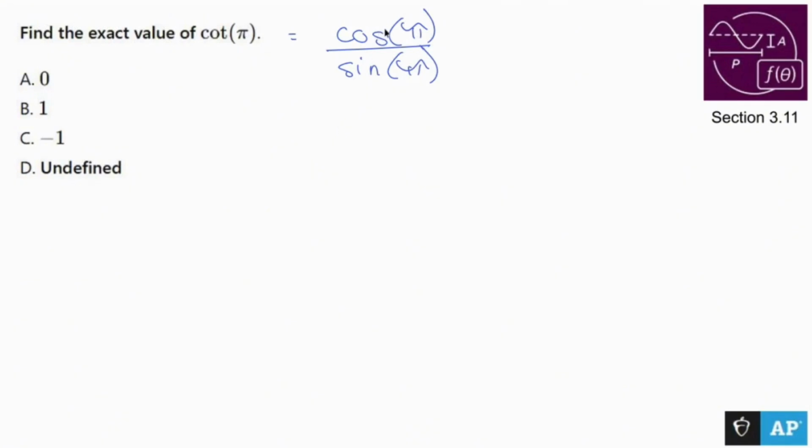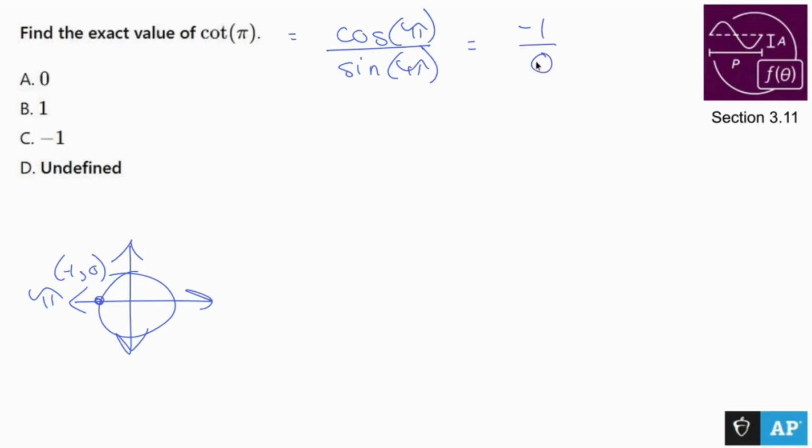Now, cosine pi happens to be the x value. Let's just quickly draw the unit circle so we remind what we're doing. Okay, here's a circle. Pi is all the way over here. We have a dot. That dot is (-1, 0). So cosine pi is the x value associated with that, so that's -1. And sine pi is the y value associated with that, so that's 0.